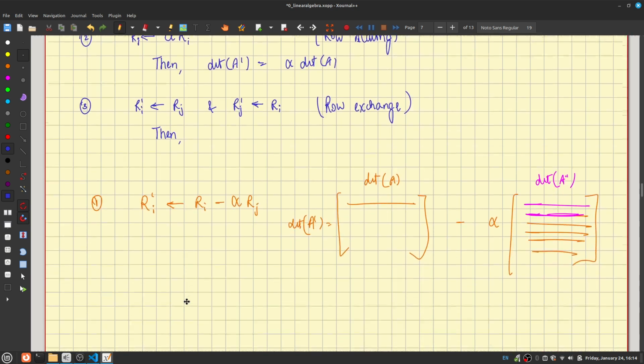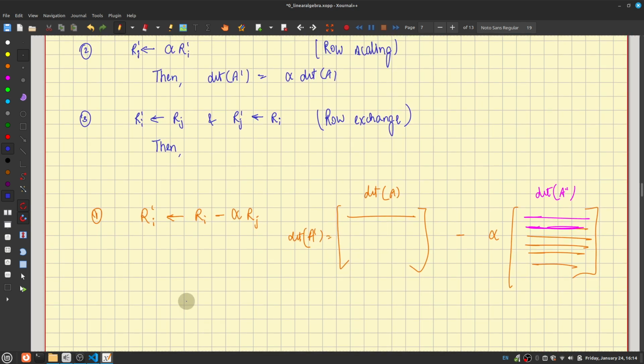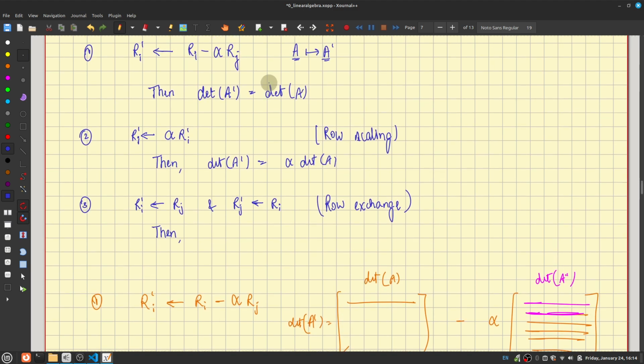And it's the same if you want to think about it in terms of the cofactor approach, then you essentially expand about the ith row. If every element of the ith row is multiplied by alpha, then the determinant itself is also multiplied by alpha, right? Okay, so type 1 operation, determinant remains unchanged. Type 2 operation, determinant is just scaled by a factor alpha. Okay.